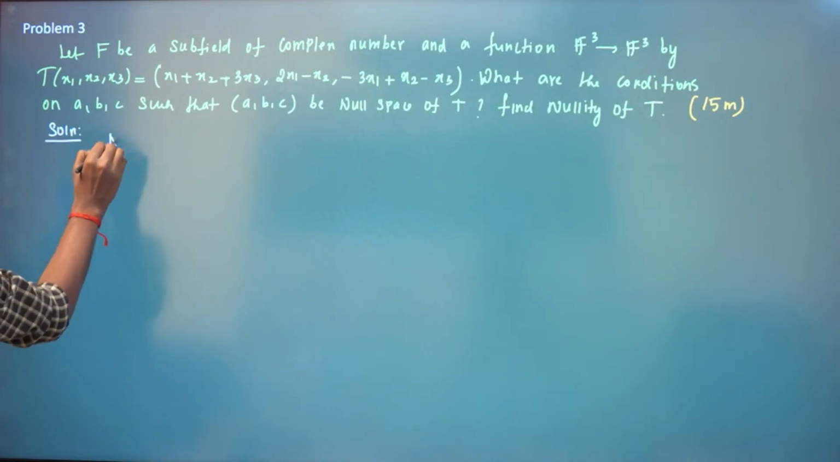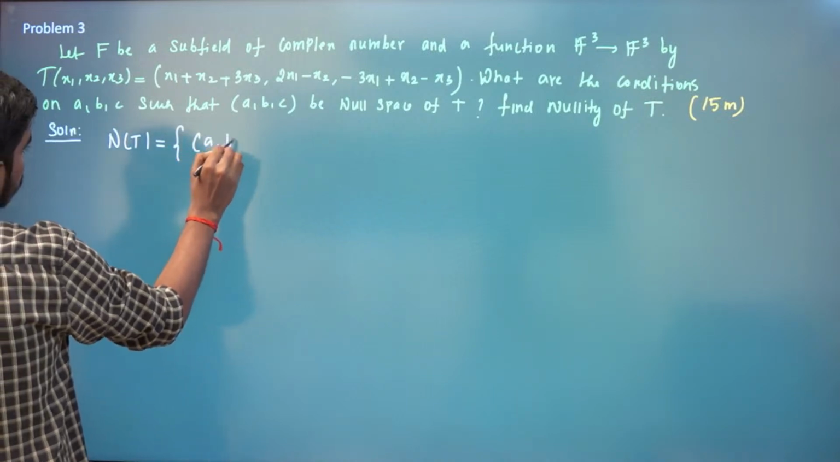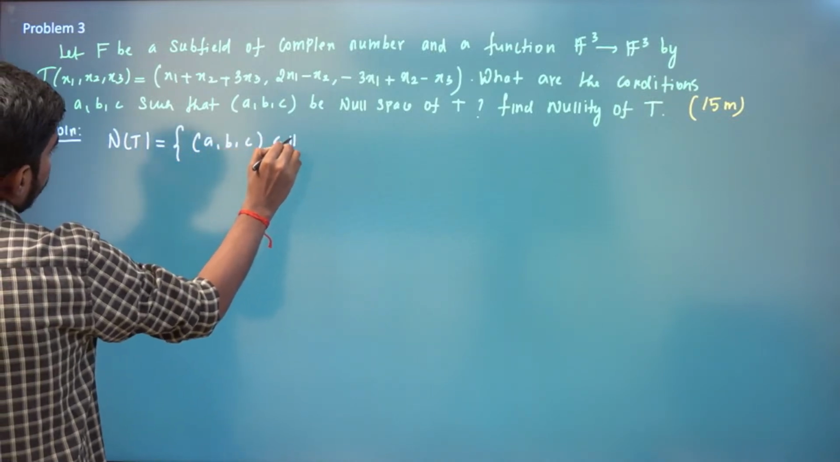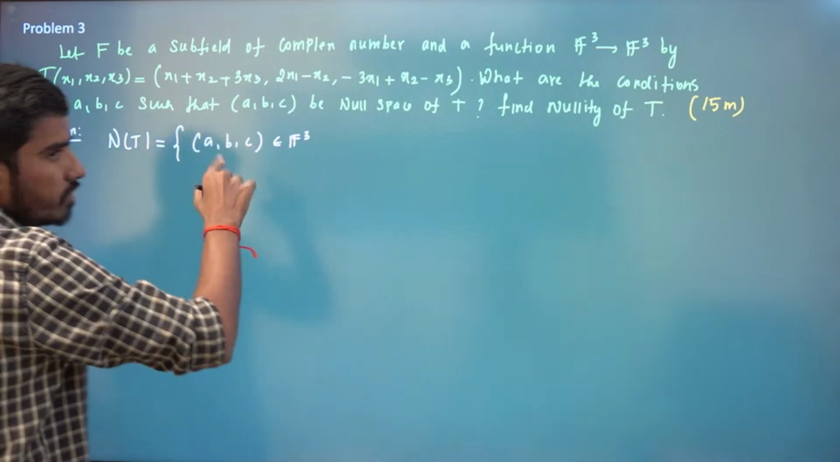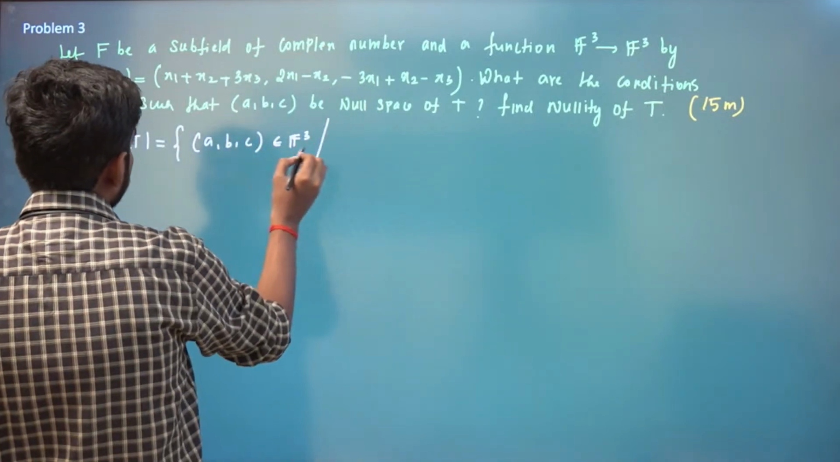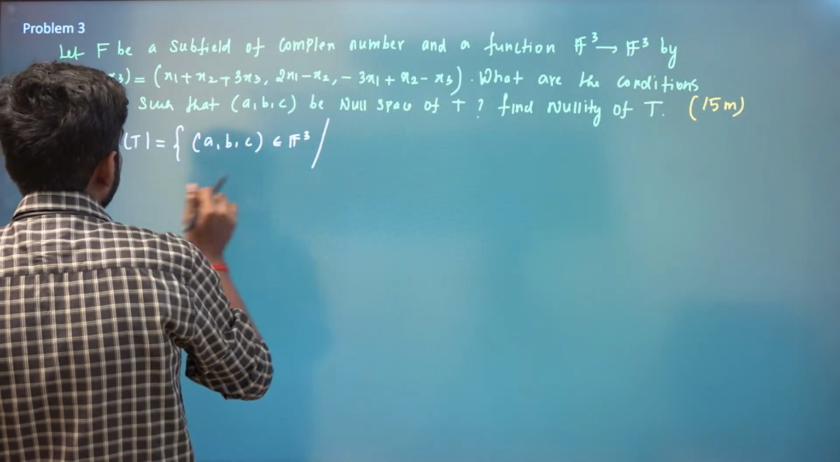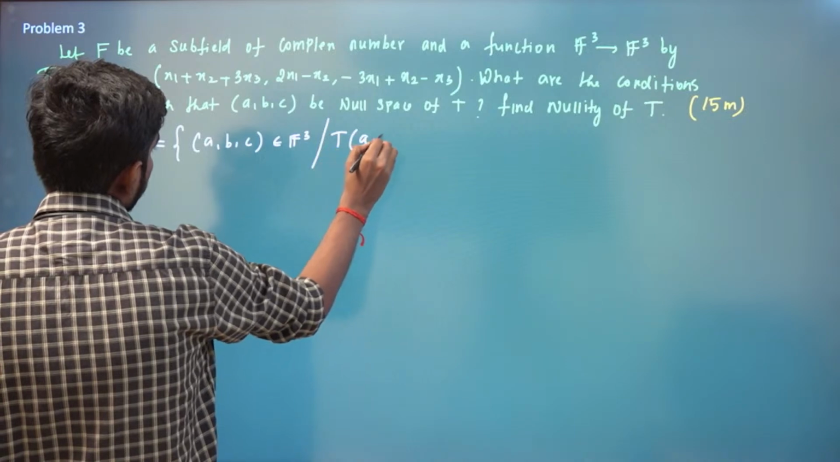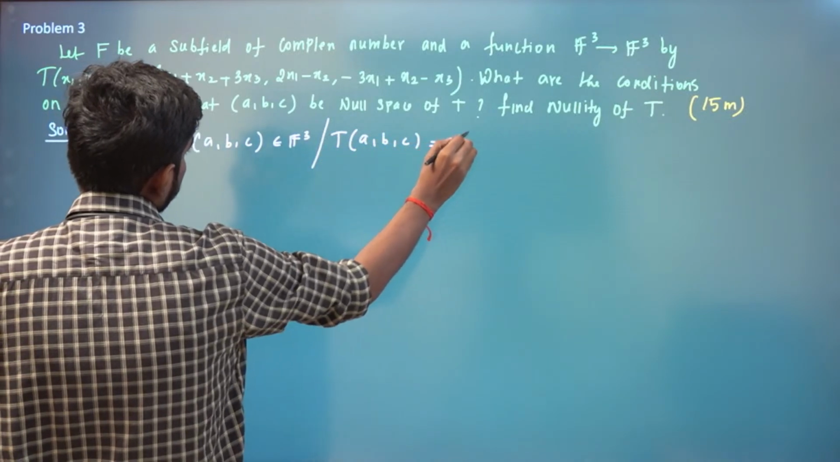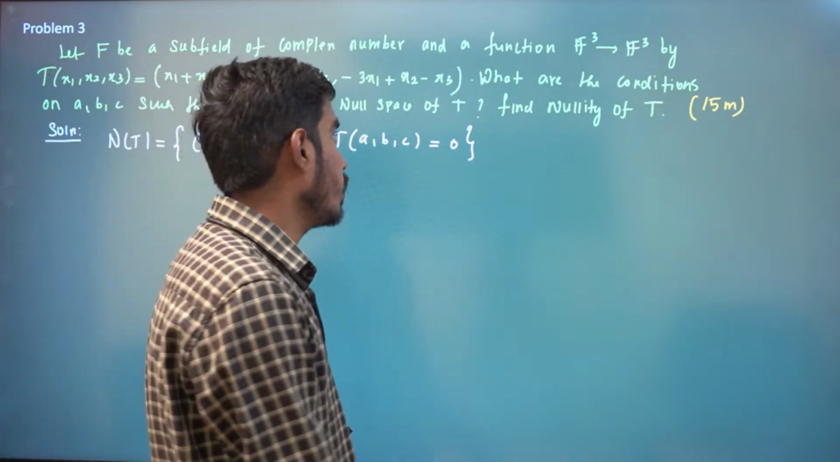What is null space of T? So null space of T consists of all those (a, b, c) in our domain space, which is F^3. See, F is any field, right? F^3 such that you collect all those (a, b, c) such that T(a, b, c) is equal to 0. Yes or no? You collect all those mapping to the zero vector of F^3.